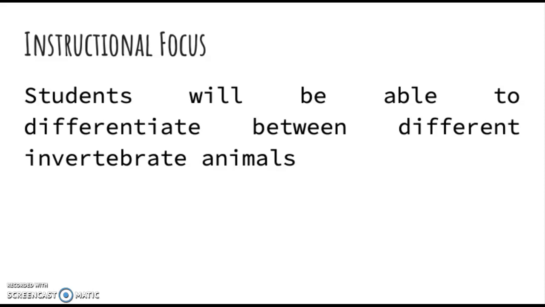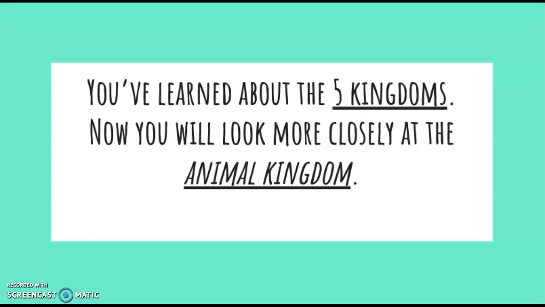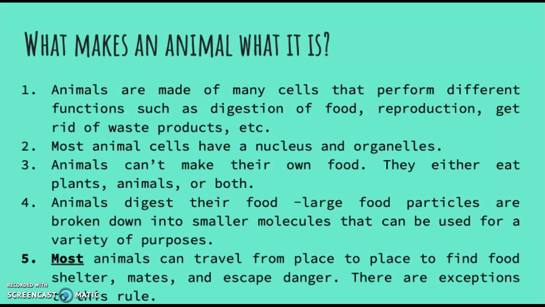This is lesson 4.4b, a continuation of yesterday when we began looking at invertebrate animals. Just a reminder, we have 5 kingdoms. We're looking at the animal kingdom, the other kingdoms being fungi, plant, monera, and protista. Just a reminder of what makes an animal what it is.